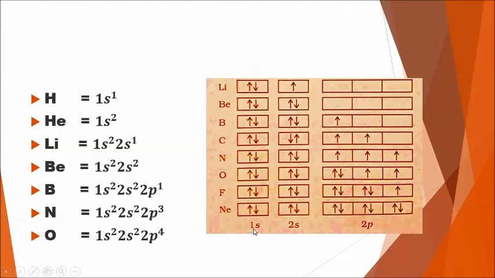Same way for neon, 10 electrons are there. 1s2, 2s2, 2p6. So all the p orbitals, the subshells, are completely filled with opposite spins. So this is the box diagram, or the way to represent the electronic configuration.